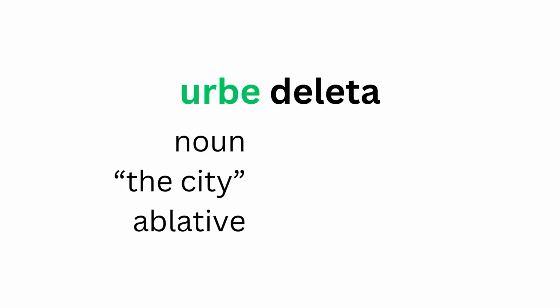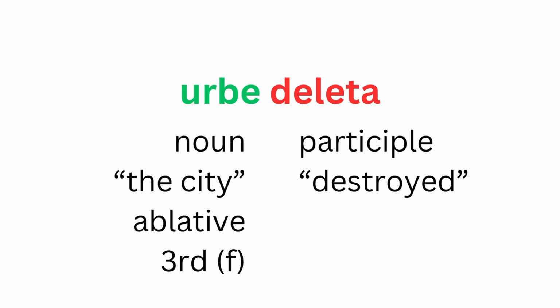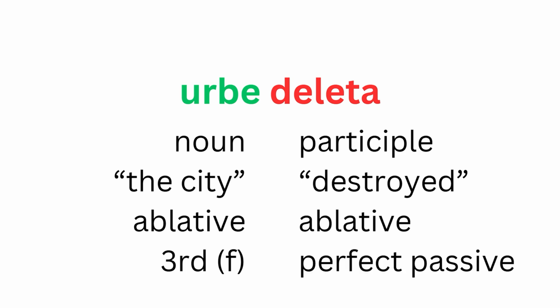Now, urbe deleta, you have a noun, the city, in the ablative. It is a third declension feminine. Because it is feminine, deleta ends with an A. If you've watched my videos on participles, you'll know that participles have to agree with the noun they're describing in case, ablative, number, singular, and gender, feminine. So my participle means destroyed, it's ablative because it has to match urbe, and it is a perfect passive participle. So I translate it as having been somethinged.